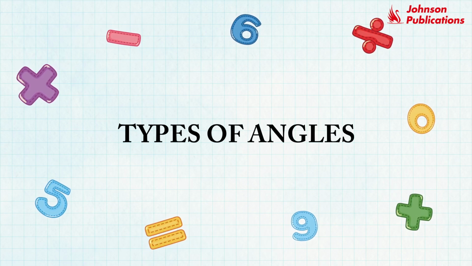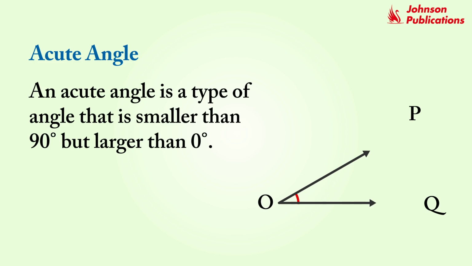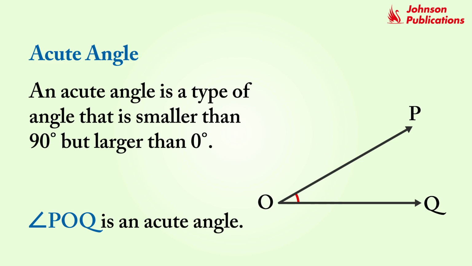Types of angles. Acute angle. An acute angle is a type of angle that is smaller than 90 degrees but larger than 0 degrees. Angle POQ is an acute angle.